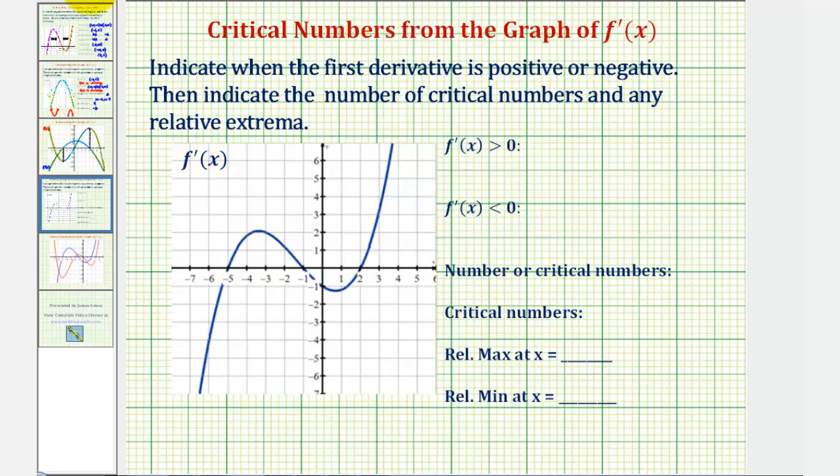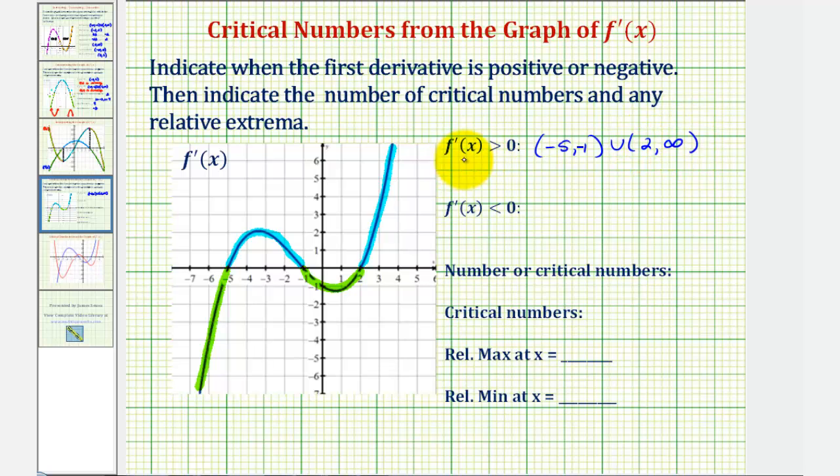So first we have to determine when the first derivative is positive and when it's negative. Well, a function is positive when it's above the x-axis, and it's negative when it's below the x-axis. So f prime of x would be greater than 0 or positive over this interval here and over this interval here. And notice how f prime of x would be negative over this interval and over this interval. So f prime of x is greater than 0 or positive over the open interval from -5 to -1, but also from 2 to infinity.